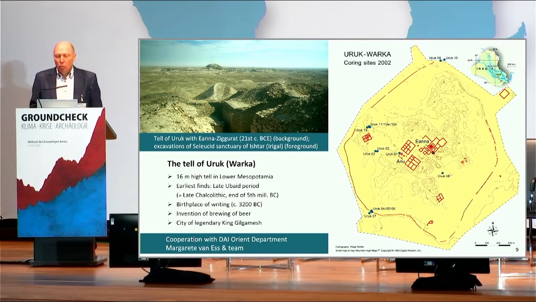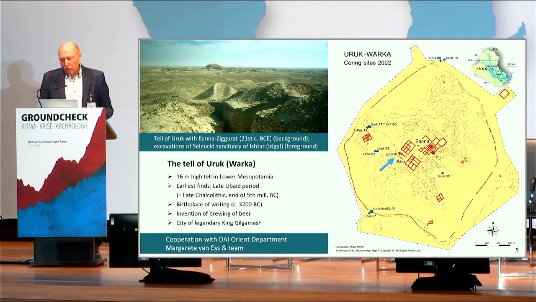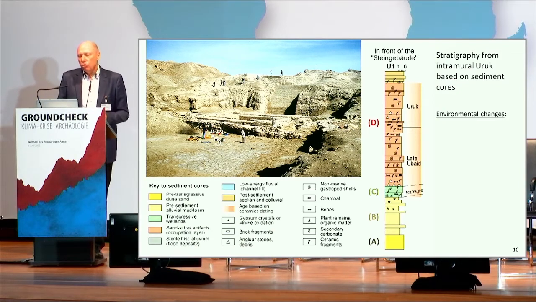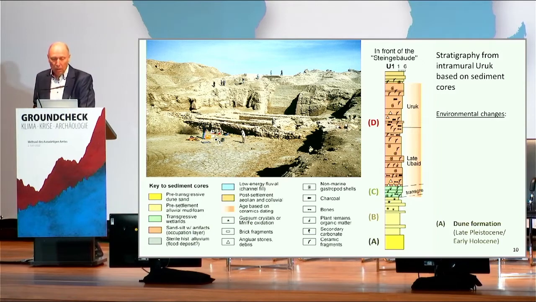And you see the city wall in red, and I drilled just in front of what is called the Steingebäude, and the drill core tells us nicely the story of the evolution of the landscape. It starts with the desert. Indeed, we have dunes in the desert. This was when it was all dry at the beginning of the Holocene, a little bit earlier even.